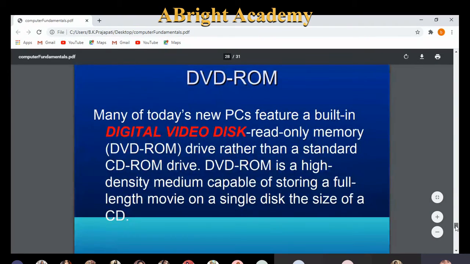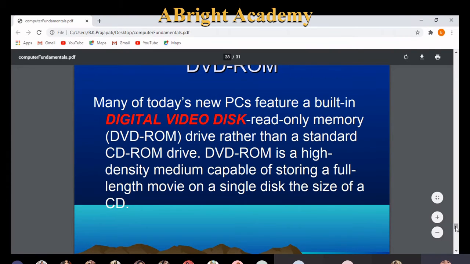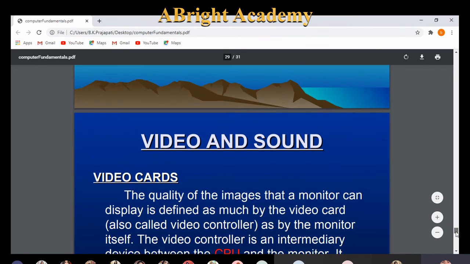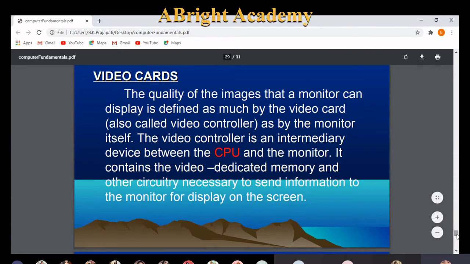And DVD-ROM. Many of today's new PCs feature a built-in digital video disc read-only memory, DVD-ROM drive, rather than a standard CD-ROM drive. DVD-ROM is a high-density medium capable of storing a full-length movie on a single disc the size of a CD. Video and sound. Video cards.